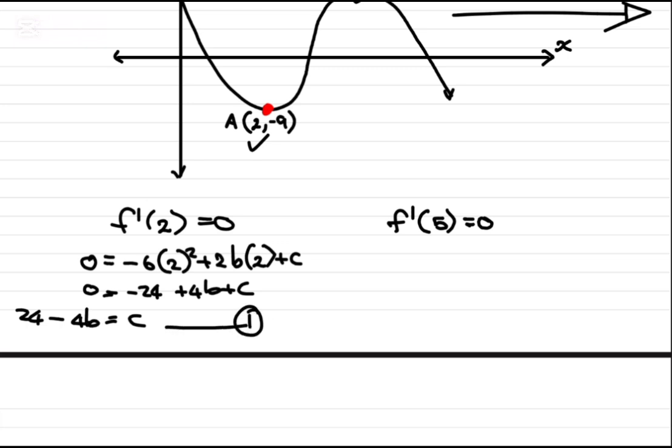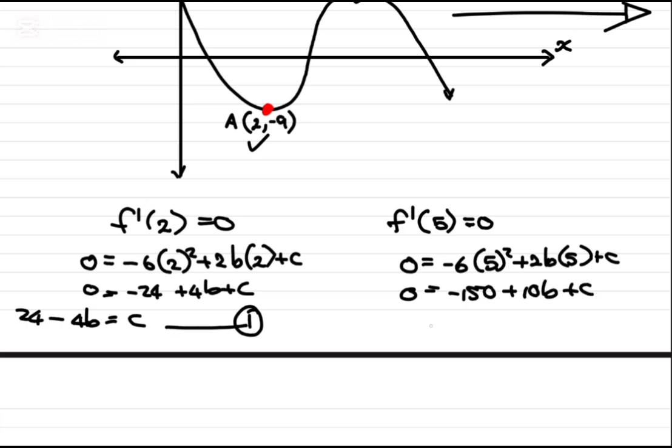And we're going to do it where x is 5 as well. So we know that the gradient is 0. Where x is 5, we're just going to sub 5 back into the derivative. Okay, so that will give us, is this negative 150, I think, negative 150 plus 10b plus c. Let's make c the subject, so we'll take the 150 across, minus 10b, and that we'll call equation 2.